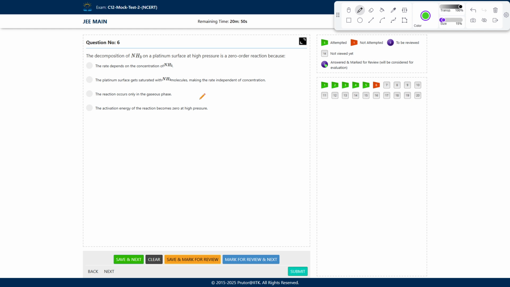Only that amount of ammonia molecules which gets adsorbed on the catalyst surface is going to react and give us the product. So increasing or decreasing the concentration of ammonia is not going to affect the rate. The catalyst surface is basically what affects the rate of the reaction, and that is why the correct reason for the statement that decomposition of ammonia on platinum surface at high pressure is a zero order reaction is present in our option B. So option B is going to be our correct answer.